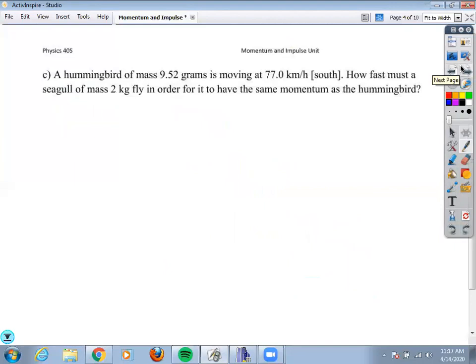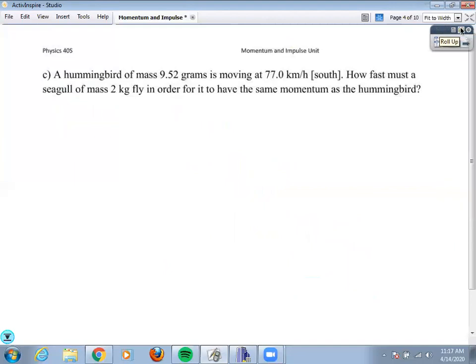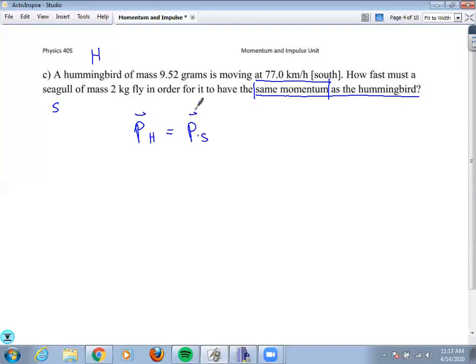We have a third scenario here where we're comparing the velocities of two moving objects. A hummingbird has a mass of 9.52 grams. It's moving at 77 kilometers per hour south. How fast must a seagull of mass 2 kilograms fly in order for it to have the same momentum as the hummingbird? If we're talking about the same momentum, hummingbird is h, seagull is s. The momentum of the hummingbird must equal the momentum of the seagull. We're saying they're going to be the same. How fast must the seagull fly for that to happen?